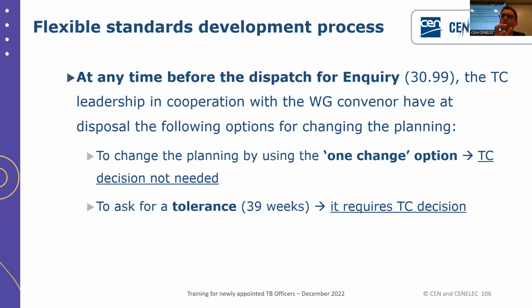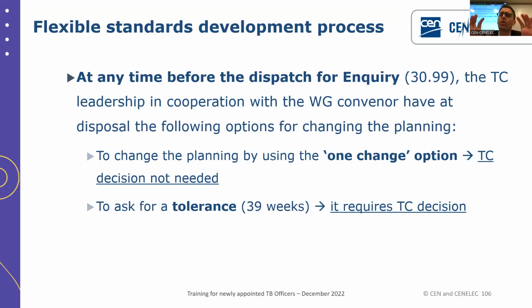So basically you can change the deadline to submit the document to the inquiry, but we will not change the date to dispatch the document to formal vote. You don't gain more time. Basically what you do is that you steal time that you allocated after the inquiry, backwards.